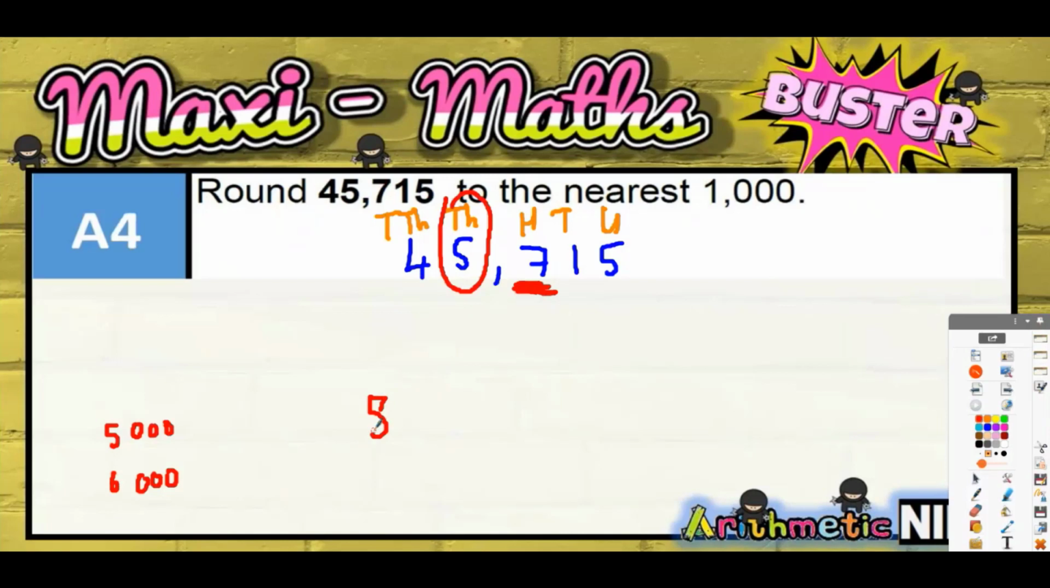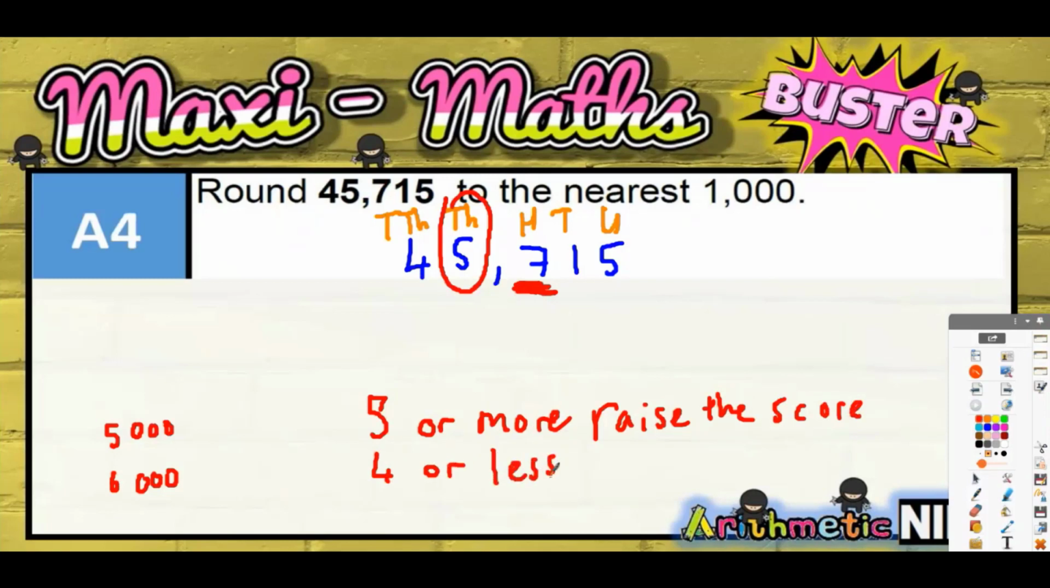So there's a helpful little rhyme here. 5 or more, raise the score. And the other half of that is 4 or less, let it rest. And what that means is if the 7 is 5 or more, it raises the score on this 5 here to a 6. Goes one higher to a 6. If this digit in the hundreds column is 4 or less, it would let the 5 rest on a 5 and it would stay as a 5.